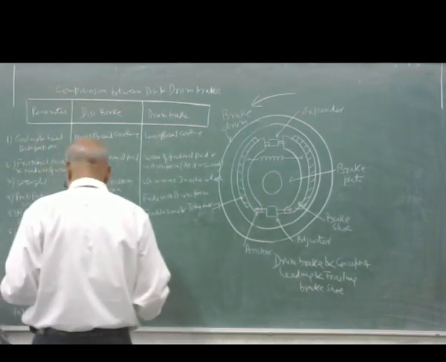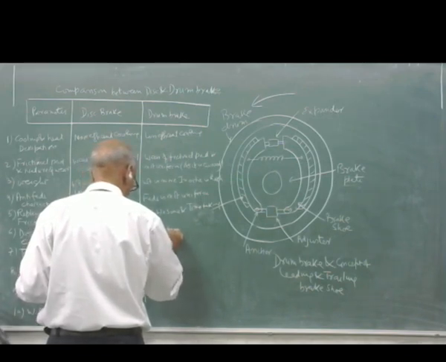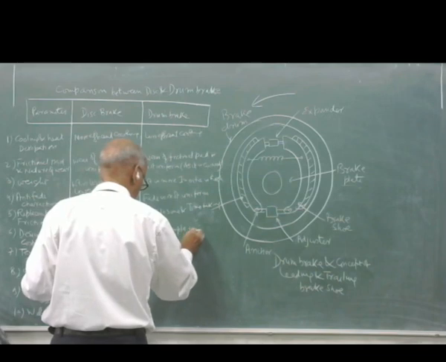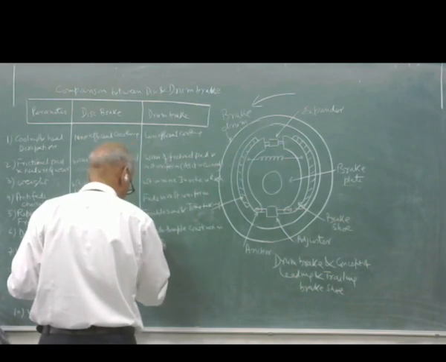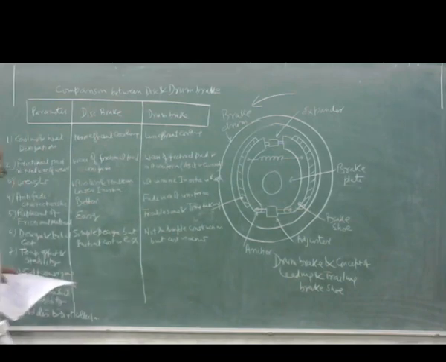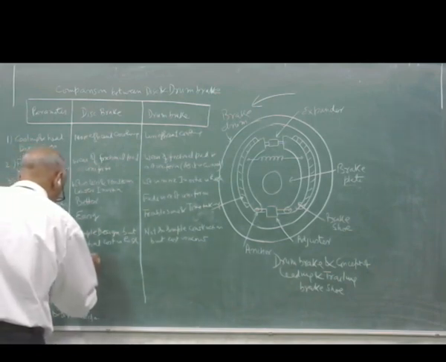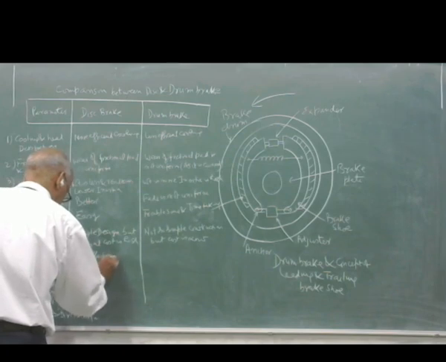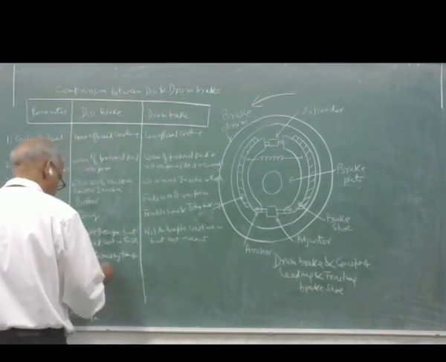Here, not so simple construction but initial cost is low. हाँ? इसमें इसका cost low था. Seventh, temperature effect and stability: unaffected by temperature. In the drum brake, stability is comparatively less.